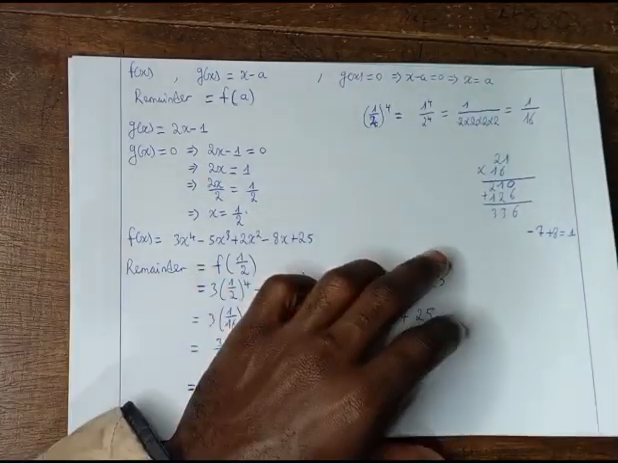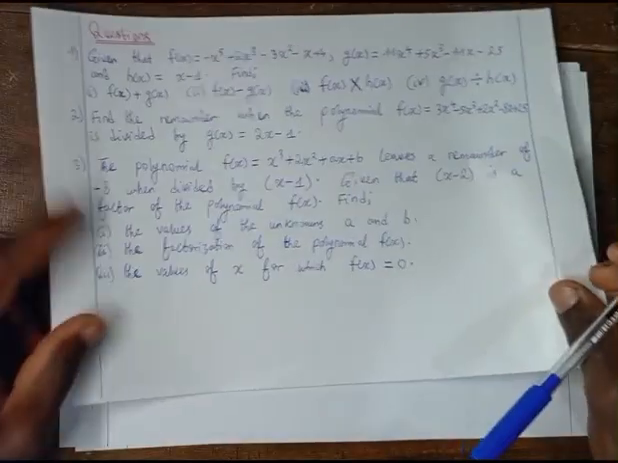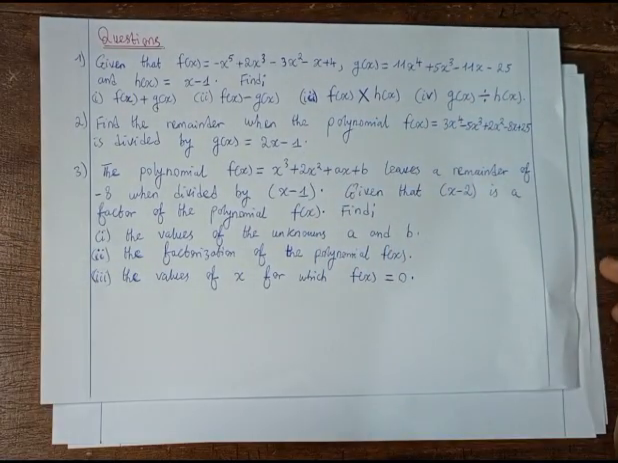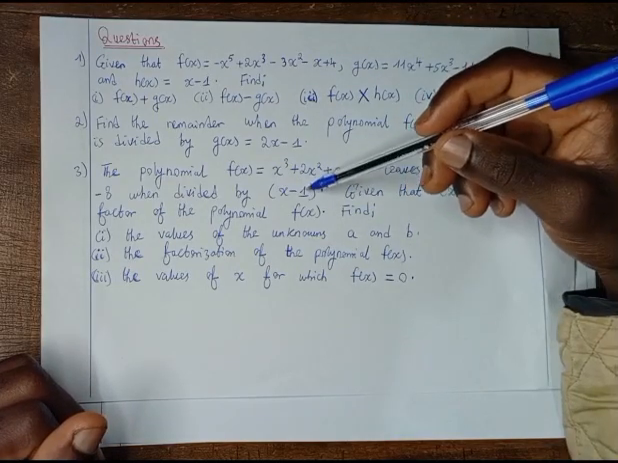Next, we proceed now to the next question. Question 3, we have the question which goes: the polynomial f of x equal to 3x cubed plus 2x squared plus ax plus b leaves a remainder of negative 8 when divided by x minus 1.